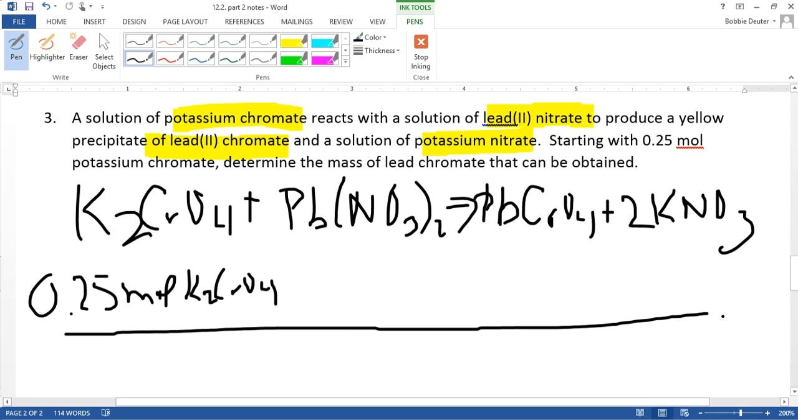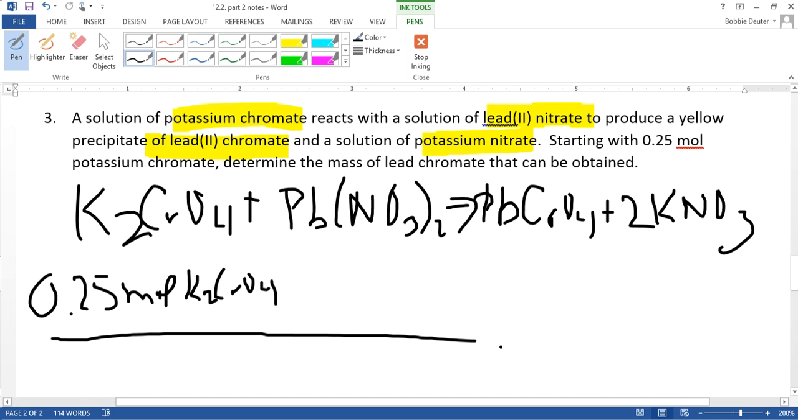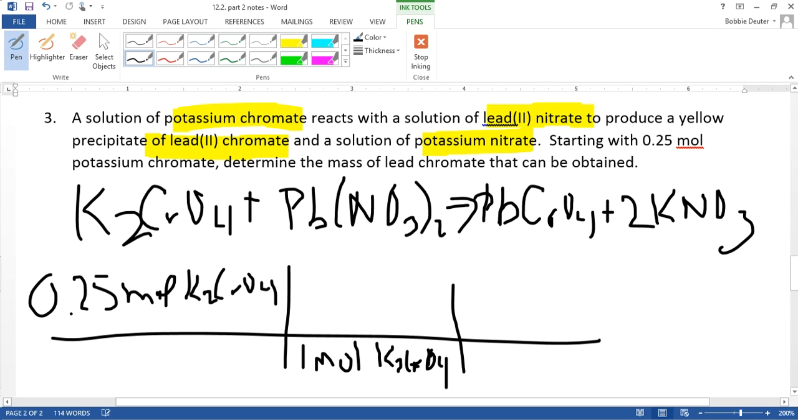Because we're already in moles, we don't have to go to grams. We can actually simply go to our molar ratios. That's what we're going to go to. So we look up the balanced chemical equation. We have 1 mole of potassium chromate. So that's our given, K2CrO4. Oh, that's bad handwriting. Sorry about that. And then we are going to go to lead chromate. So that would be our 1 mole. Again, this is our molar ratio from the balanced chemical equation of PbCrO4.